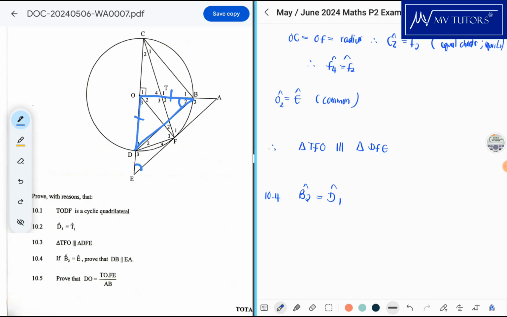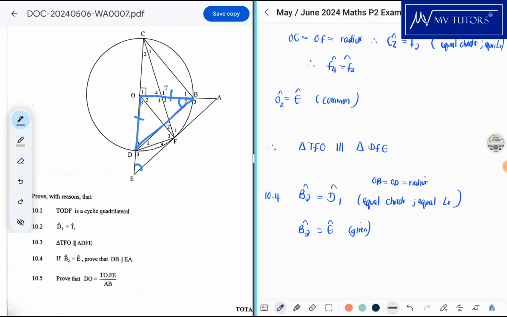Well, basically equal chords, the chords are equal in length, okay? Equal chords, equal angles. And they've just told me that B2 is equal to E. Okay, that's given. Those equal chords, let me just say OB is equal to OD. And that's the radius.